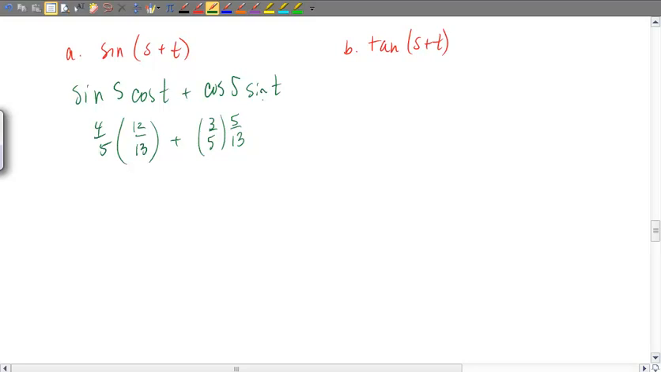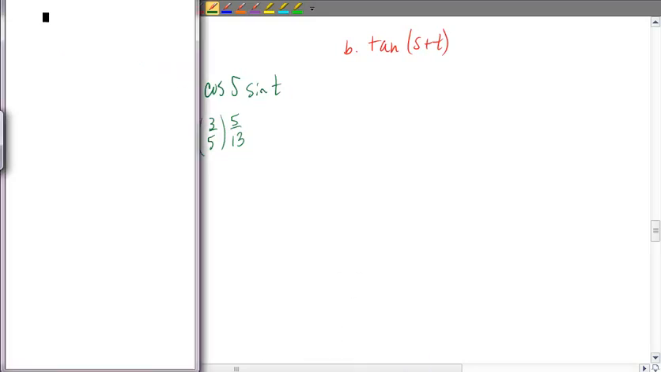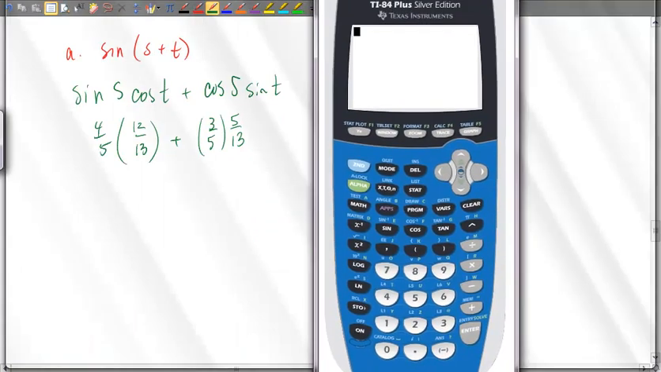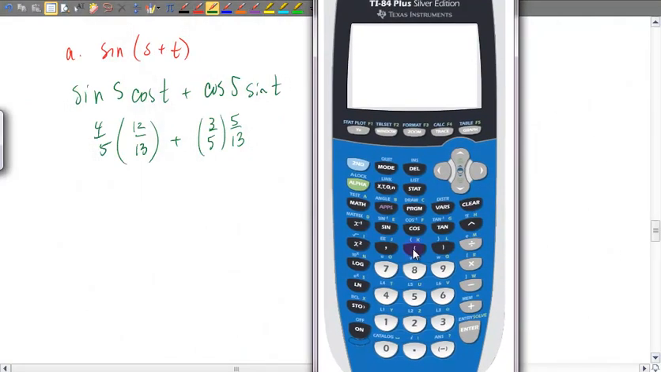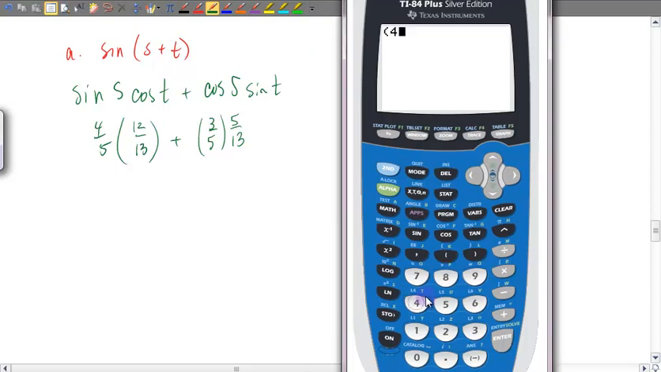Okay, so let's simplify this. It's a pretty easy problem to simplify in our calculators. I'm going to pull that calculator up and use the math fraction button. So this is going to be 4/5 times 12/13 plus 3/5 times 5/13. Math frac enter. And there's our answer, 63/65.